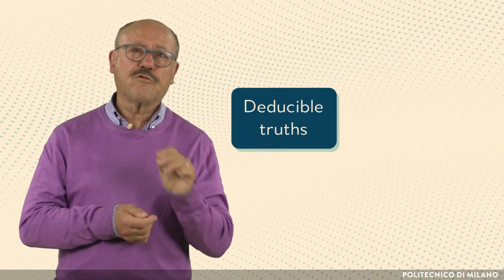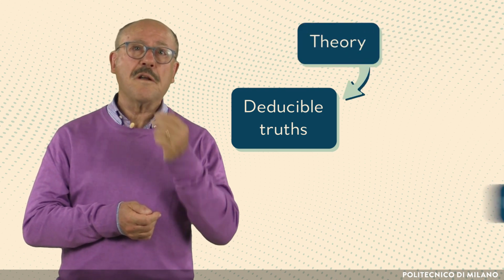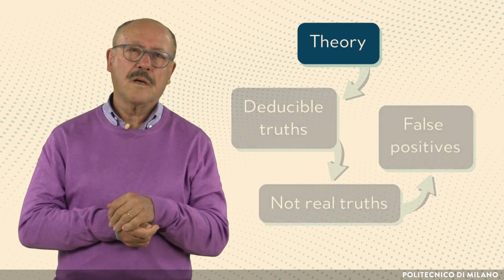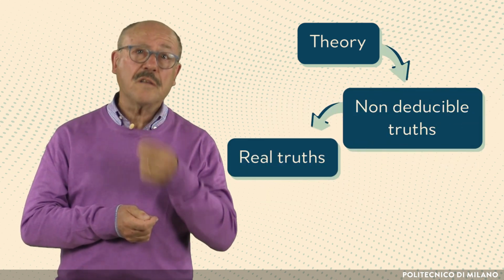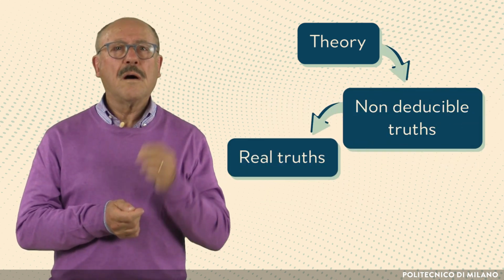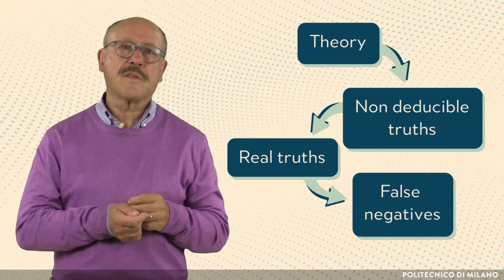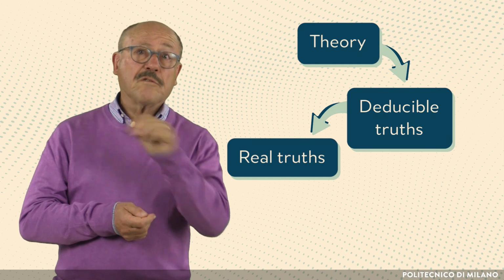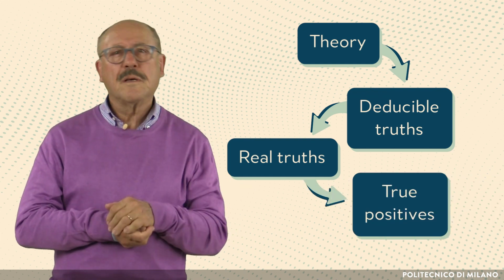The deducible truths from a theory that are not real truths are called false positives. The real truths that are not deducible from a theory are called false negatives. Of course, deducible truths that are real truths are true positives.